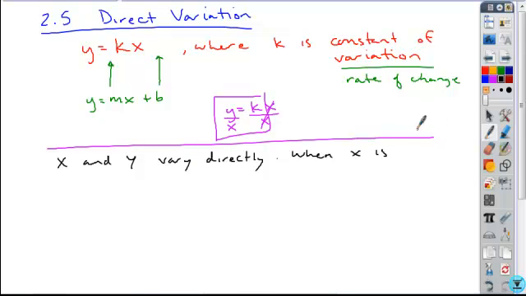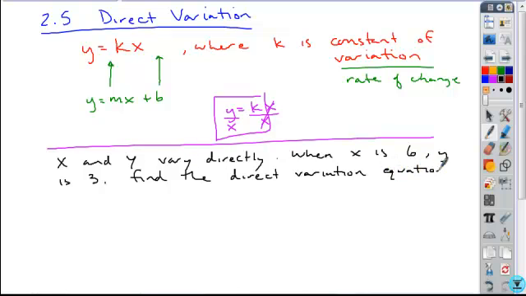So it might say when x is 6, y is 3, and then it might ask you to find the direct variation equation. Okay, so this is the way that you're going to see a problem, and I'll show you a couple other ways that information is going to be presented. But this is pretty much it, it's going to have the word "varies directly".